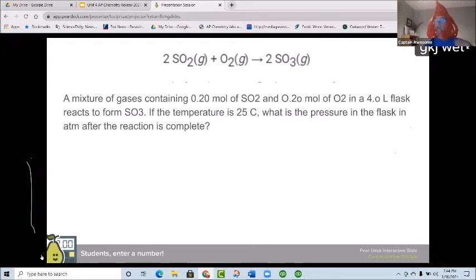If you don't know the R value off the top of your head, it's 0.08206, or it's also on the reference sheet. There's no reason for you to memorize that because those things will be given to you on the reference sheet.